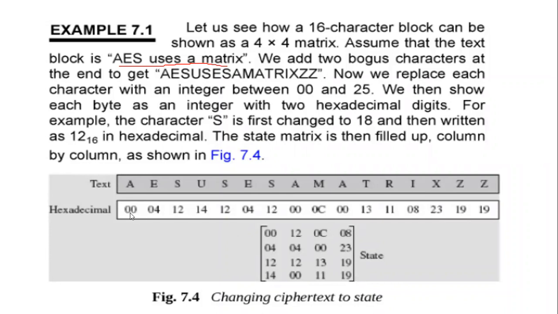So this is B0, B1, B2, B3. We put it column wise. First we fill the first column: 00, 04, 12, 14. Then the next column, and likewise we convert from block to state. So I hope it is clear how to convert a block into a state, and likewise changing ciphertext to state.